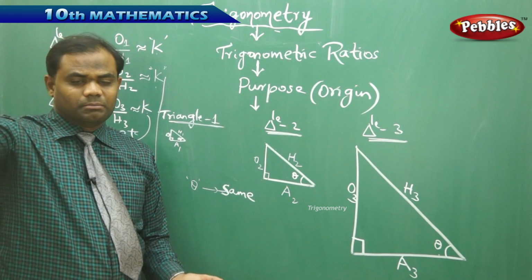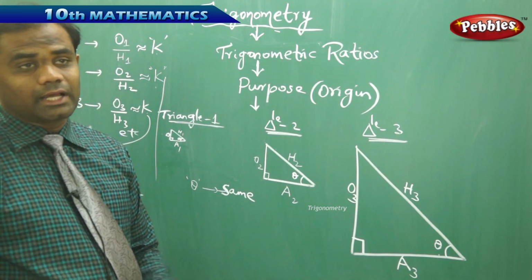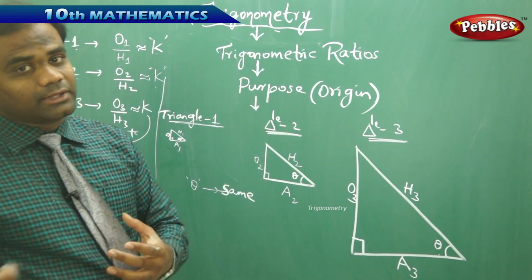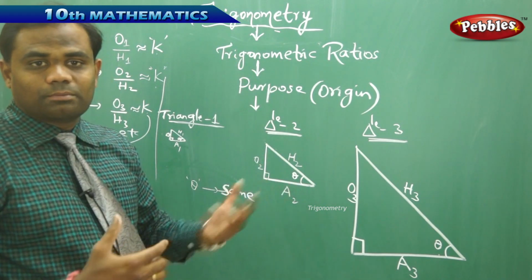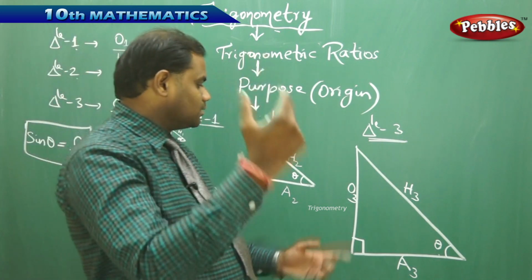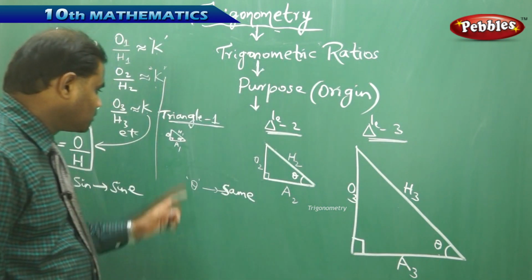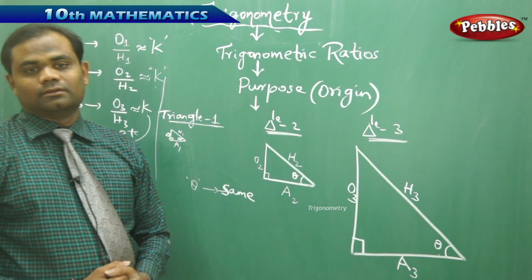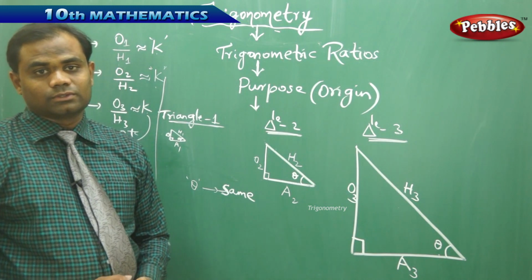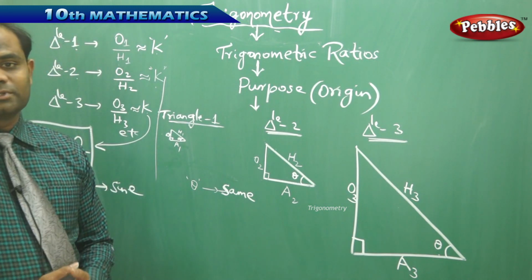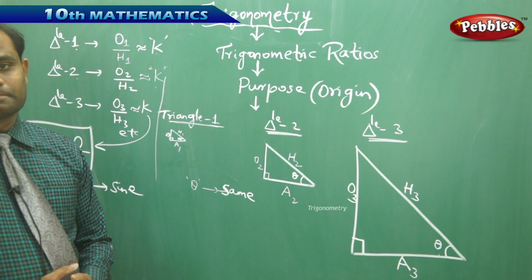I take a big size of a triangle as huge as the sky and take the angle theta to be same, then opposite side by hypotenuse of that triangle will be same as opposite side by hypotenuse of this smaller triangle. That's how we conclude through the opposite by hypotenuse.